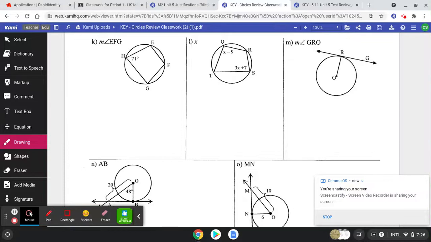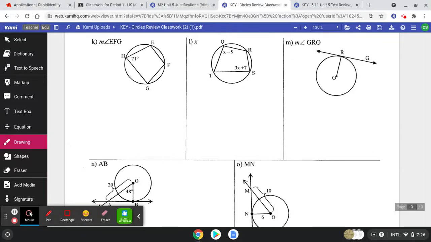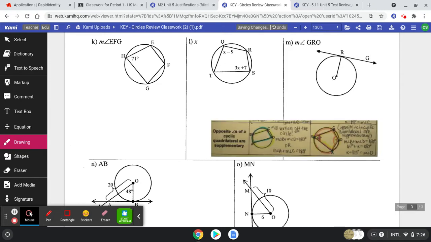Okay, here we are on the long-awaited third video for the third page of the review. And this inscribed polygons inside of a circle has a justification that looks like this. So the opposite angles of any quadrilateral within a circle inside an inscribed polygon are going to be supplementary.